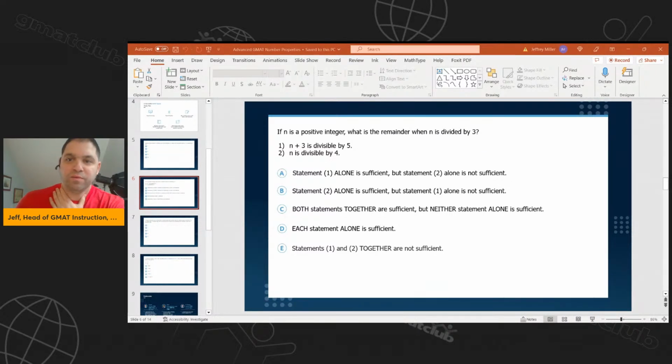You can't simplify with divisibility. Yeah, people make that mistake all the time. Never, ever, ever can you simplify when you're getting a remainder. So yes, don't do that.